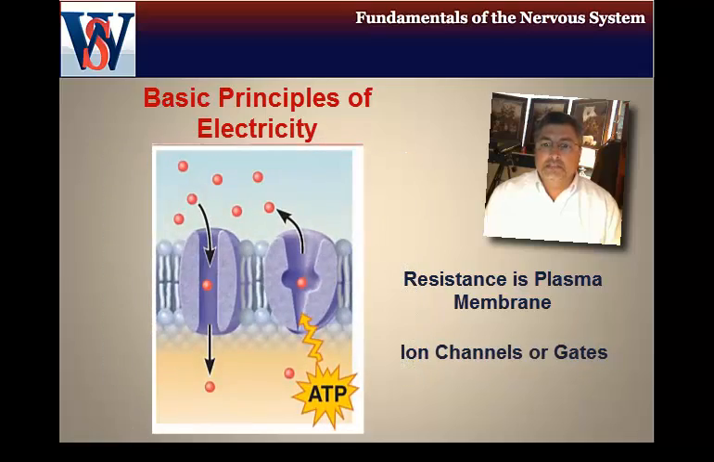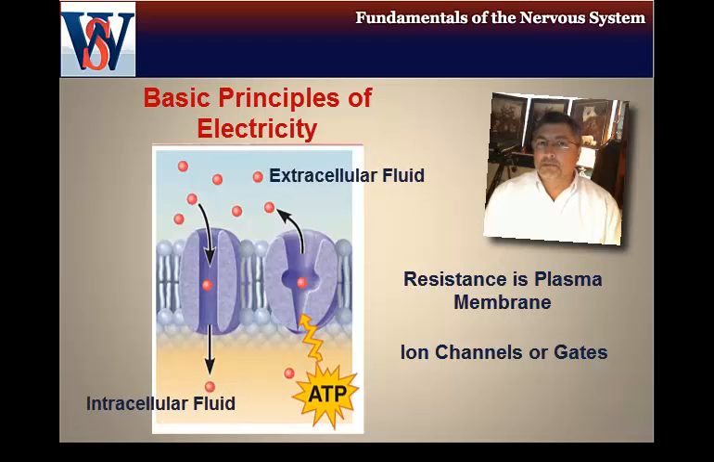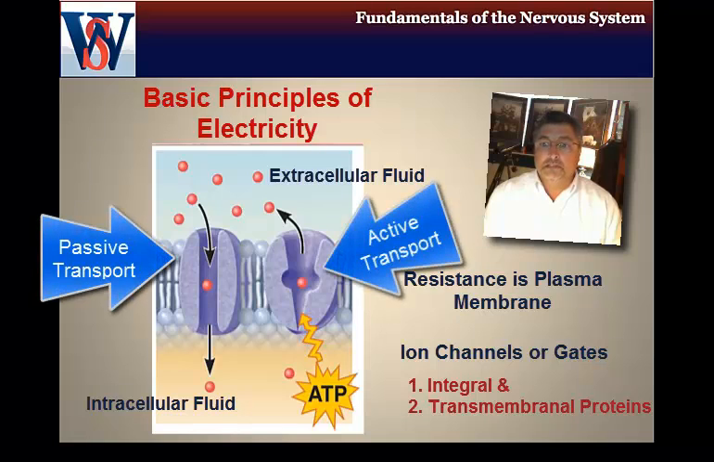Now, these ion channels are going to be composed of complexes of proteins. More than one protein making up these channels, but a complex of proteins that are going to be integral proteins that are going to be transmembranal proteins. Now, integral means they're embedded in the plasma membrane. Transmembranal means that they have exposing ends that are going to be in contact with the extracellular fluid, and other ends that are going to be in contact with the intracellular fluid.